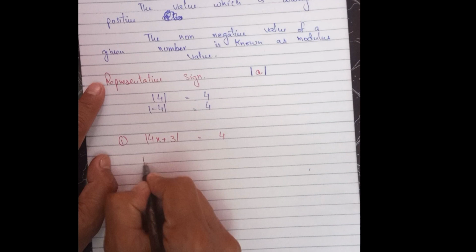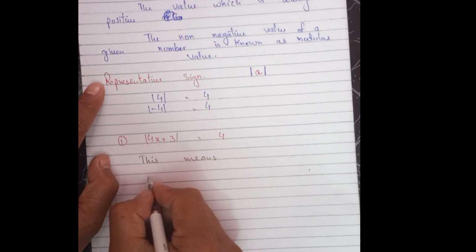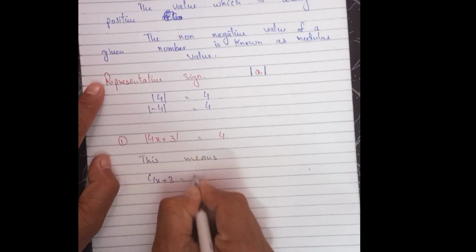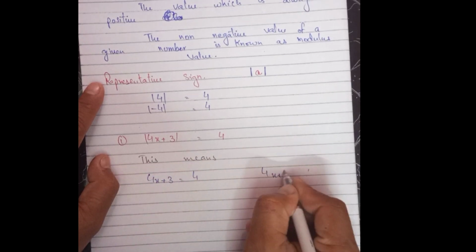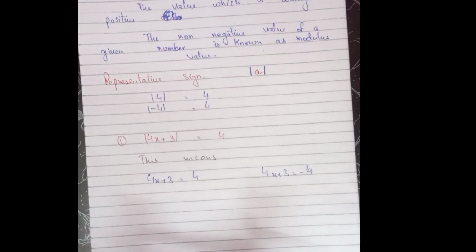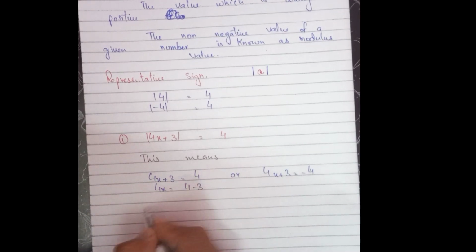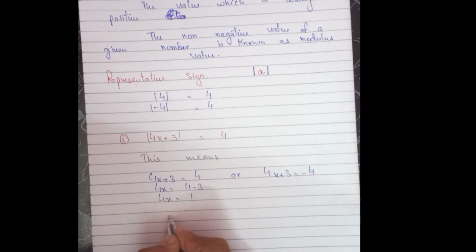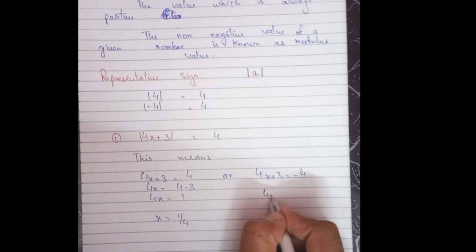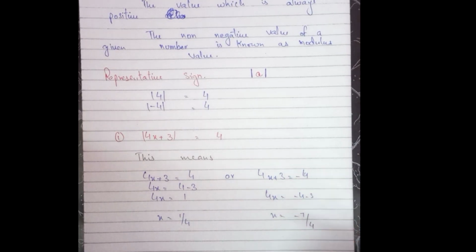So we will take both options. This means that we have either 4x plus 3 is equal to plus 4, or 4x plus 3 is equal to minus 4. If we remove the mod signs, we see that both possibilities are here. When we solve the left portion, we get x equal to 1 divided by 4, and when we solve the other portion, we get x equal to minus 7 divided by 4.